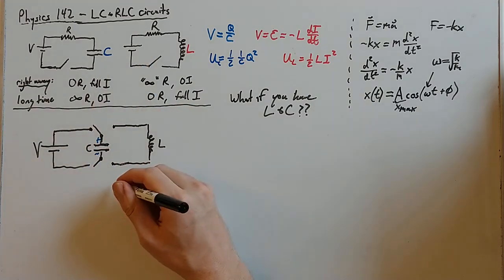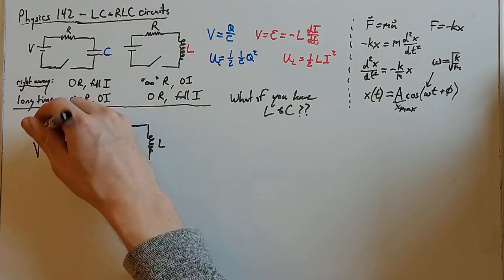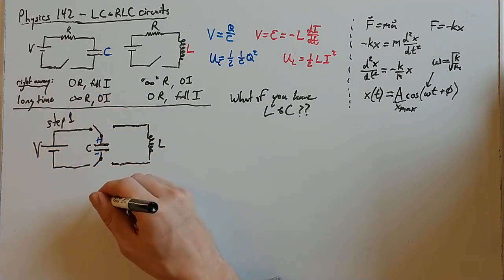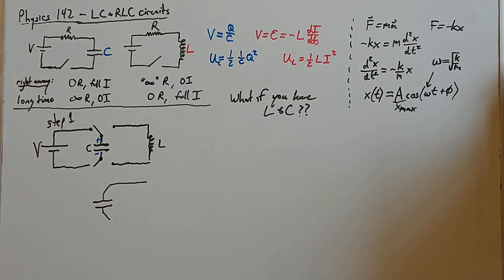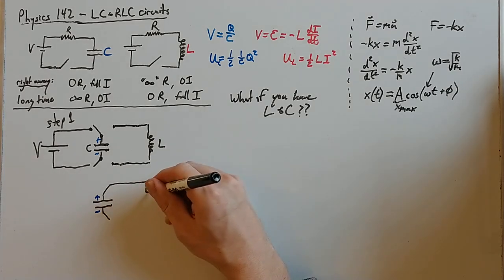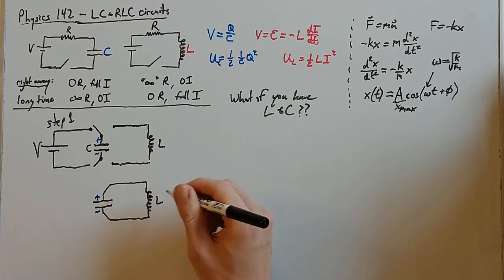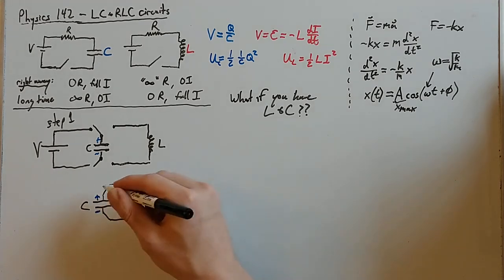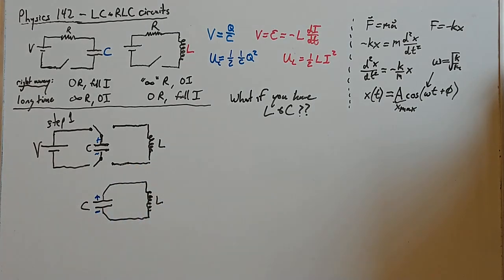And so now you'll end up with a circuit that looks sort of like this. So this is step one. Then I'll switch my switches over here. And so here's my capacitor. My capacitor is now fully charged up. It's got all kinds of charge on it. And here's my inductor, like this. So now I have a circuit that just has a capacitor that's fully charged and an inductor. This circuit is called an LC circuit, because it has an inductor L and a capacitor C.